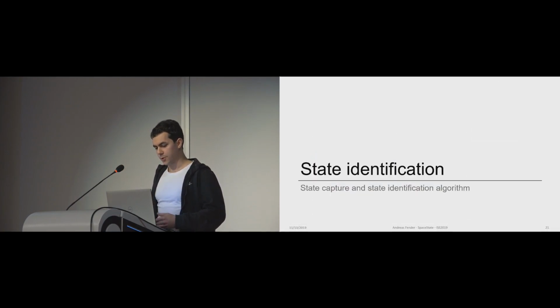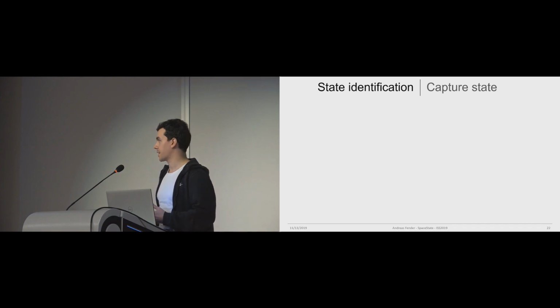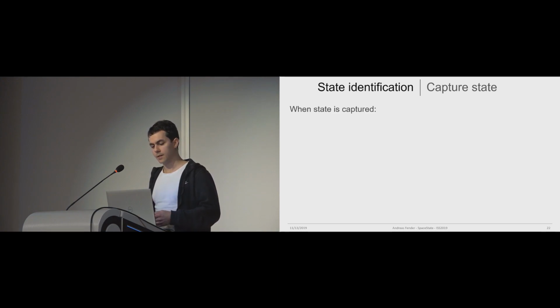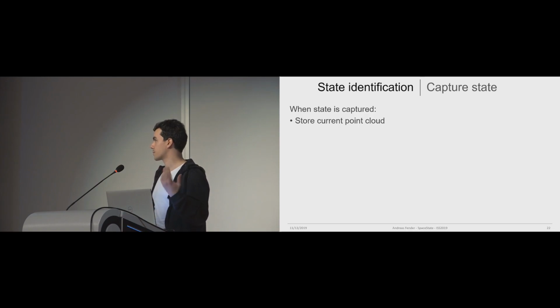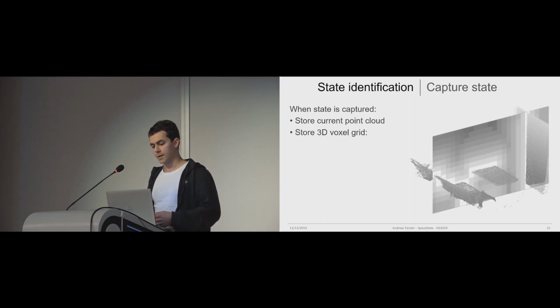Okay. And now briefly about the algorithm. So obviously there are a lot more details in the paper, but I want to briefly sketch what happens when you capture a state and how the system would then actually identify it. So whenever a state is captured, obviously we're going to store the point cloud, but on top of that we're going to store a 3D voxel grid, and that one contains a score function.